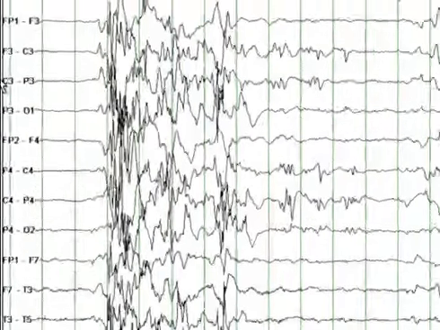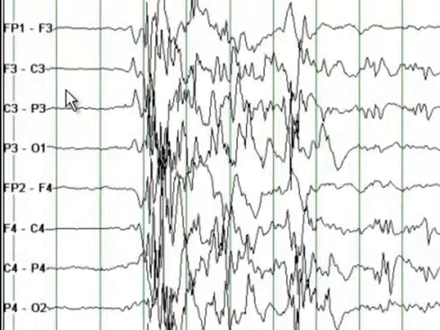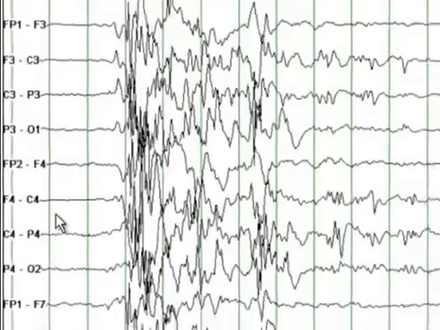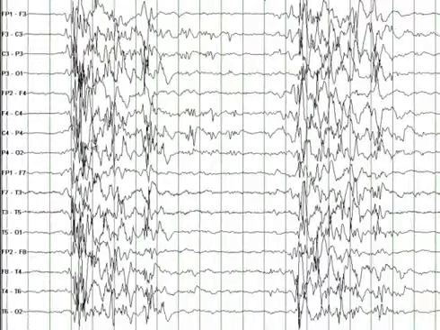So on the left side you see all the odd numbers in the first four channels. As you would recall, odd numbers record from the left side of the brain and the even numbers record from the right side of the brain. On this EEG, there are a few things that are quite noticeable.